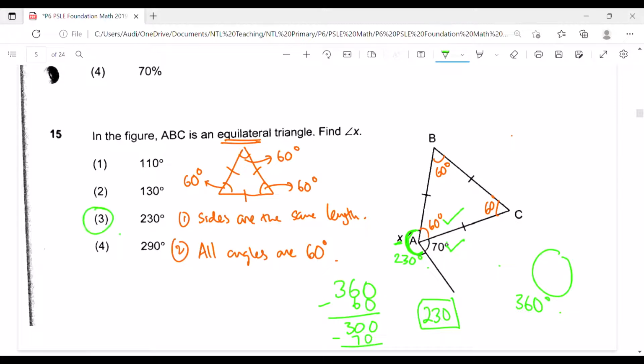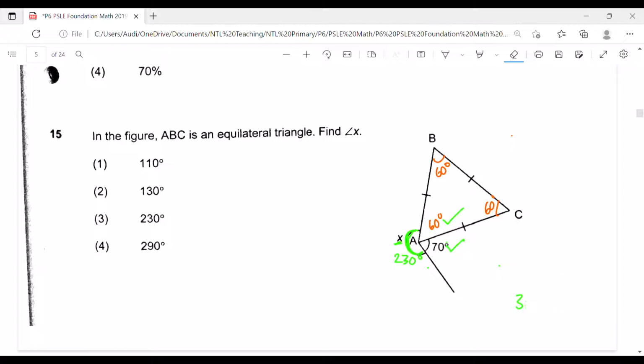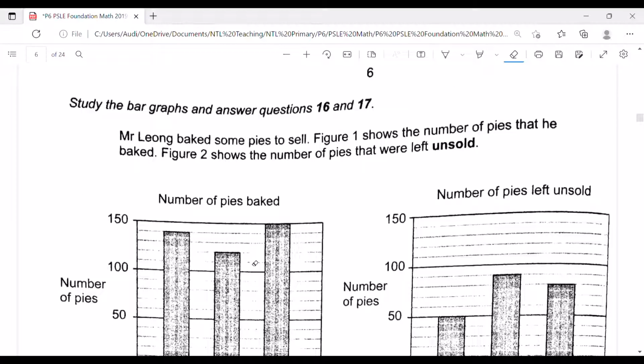Number 3. I'm going to erase this. Pause the video, try again. If you're not sure, replay the video. Rewind this part, and try until you understand, until you get the answer right. Okay. Let's look at the next one.